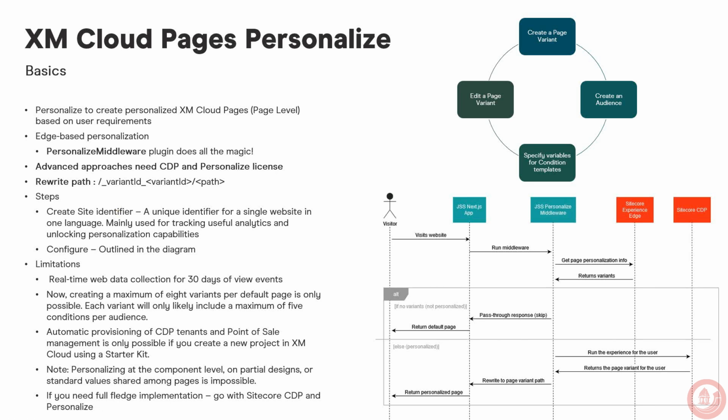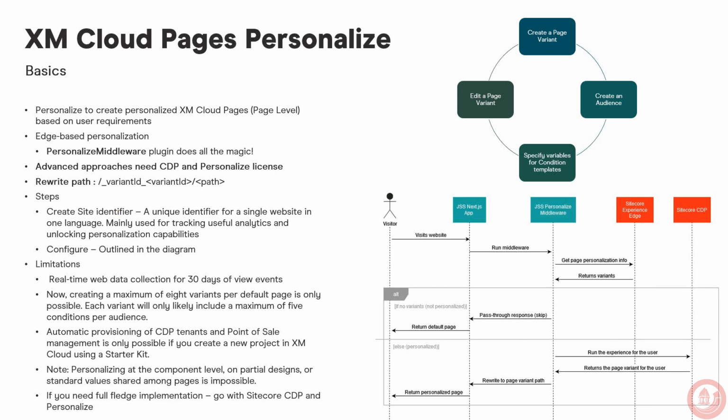Now, how to enable this personalization? The first and foremost thing is going to be a site identifier. It is a must have. I think personalization analytics won't work without that. So make sure that you have a site identifier assigned. We'll see a live demo of how to do that, but remember this topic.